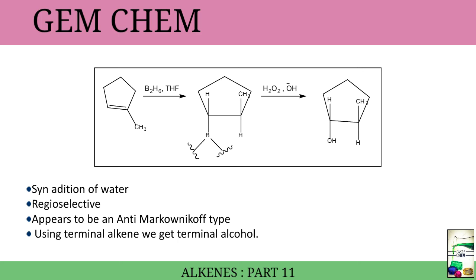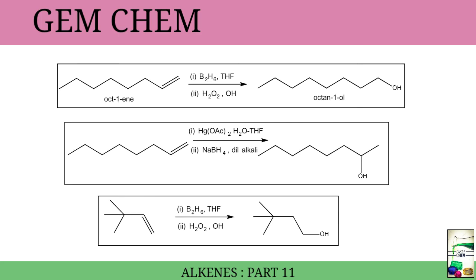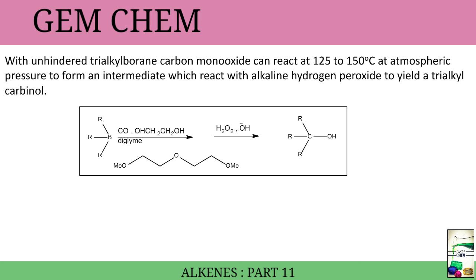And using a terminal alkene, we get a terminal alcohol. So if we take this one, we will get a terminal alcohol, whereas in case of oxymercuration-demercuration, we would have got a secondary alcohol. Similarly, for the last example also, we can see that we are getting a terminal alcohol.